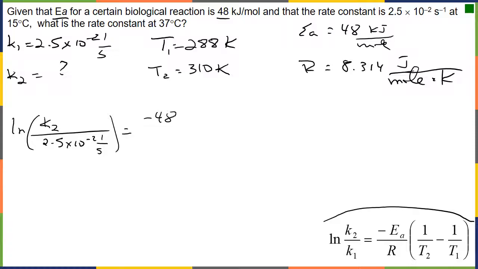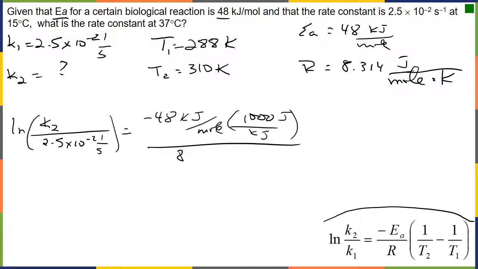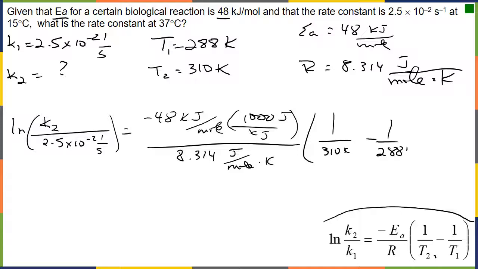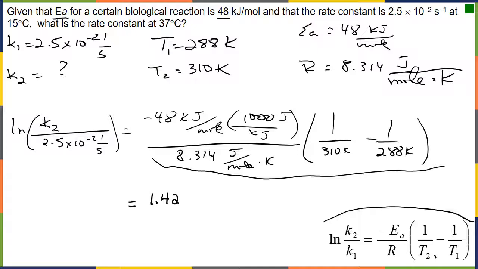It's going to equal minus 48 kilojoules per mole. Put it in joules, 1,000 joules per kilojoule, divided by 8.314 joules per mole Kelvin, multiplied by 1 over, we need T2. T2 is going to be 310 Kelvin, minus 1 over T1, which is 288 Kelvin. Everything on this side right here is just a number, and that works out to be 1.42. So the natural log of k2 over 2.5 times 10 to the minus 2 is this value.